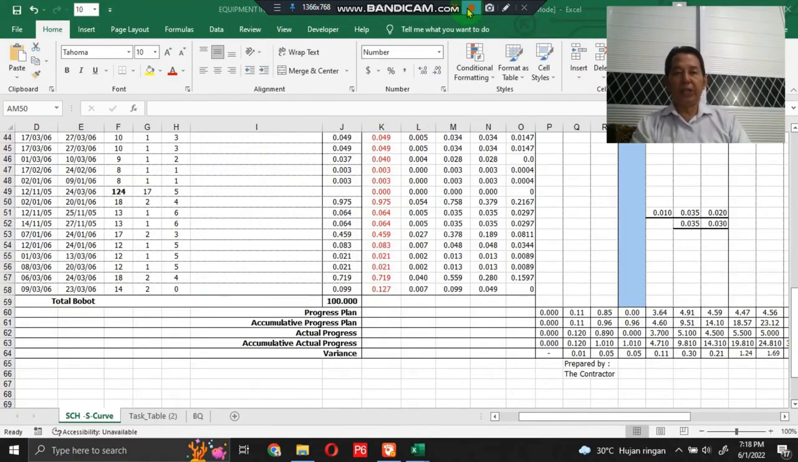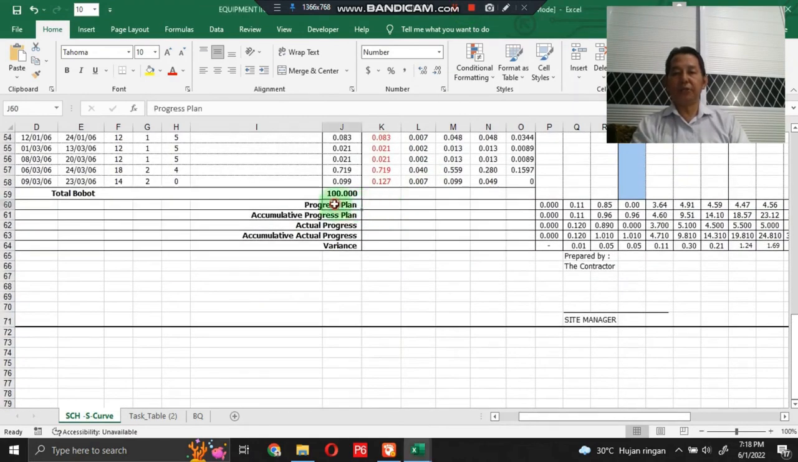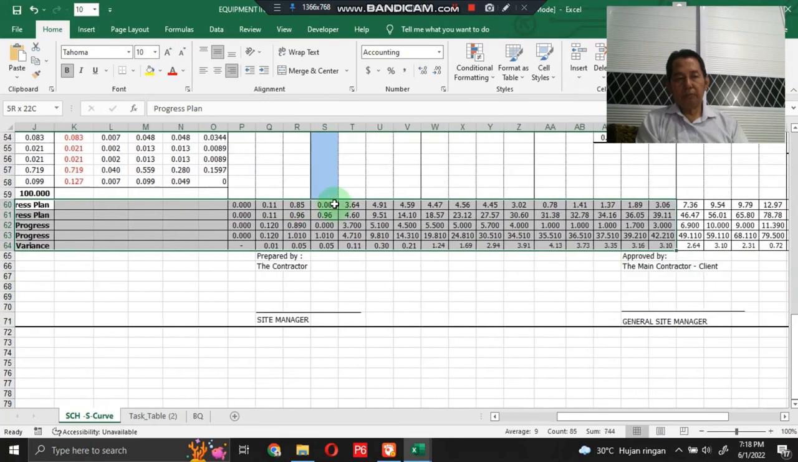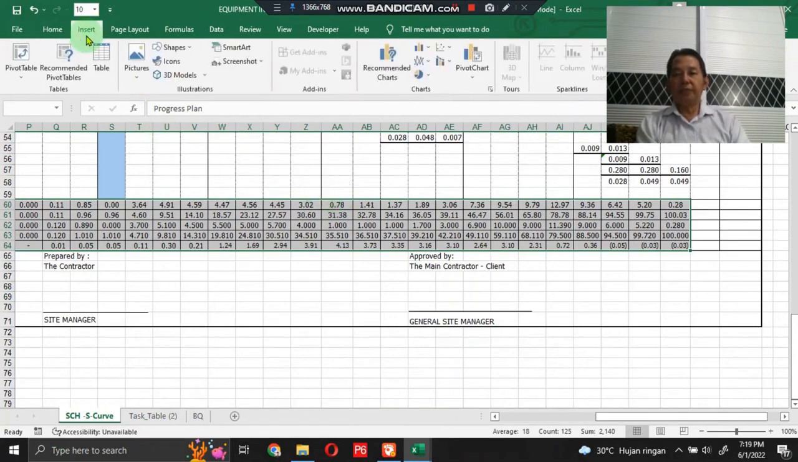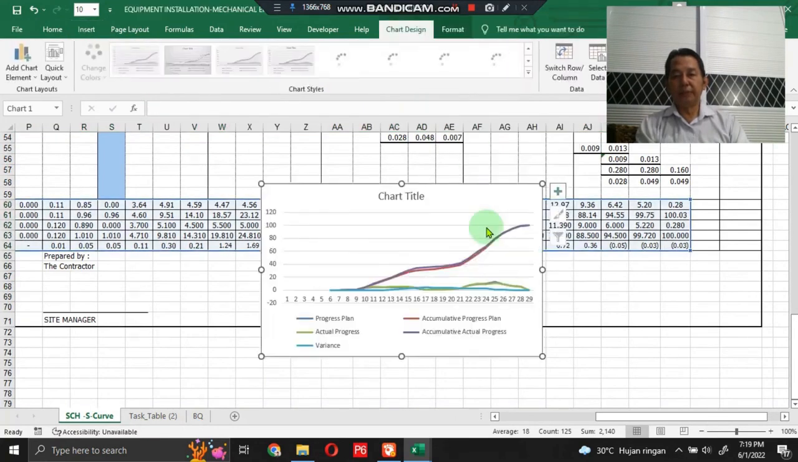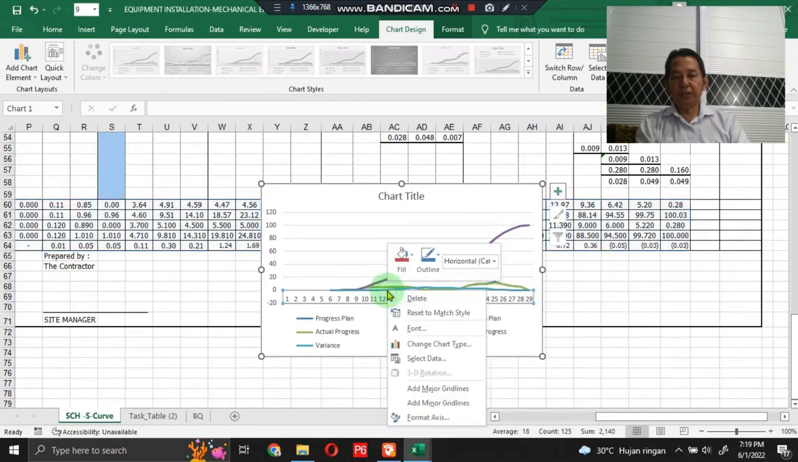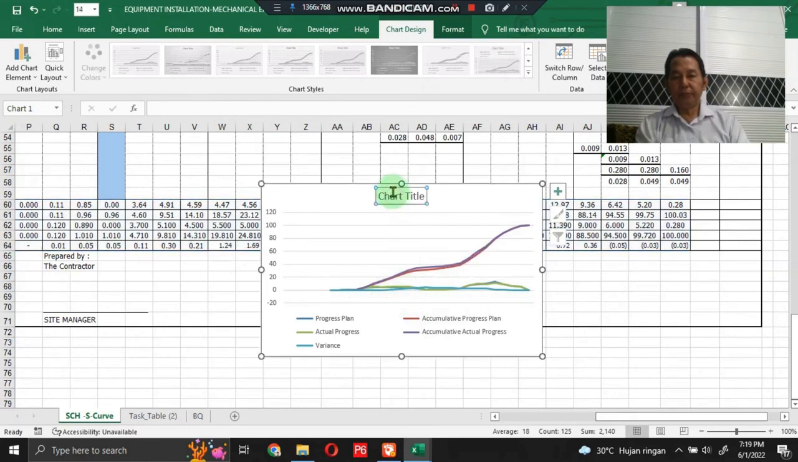Then we make the S-curve. First, we block this section till this. Then we insert a chart, then select the type of line curve. And then we edit and remove the section that is not needed, this one.